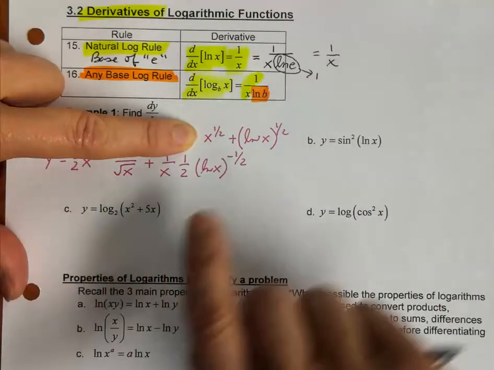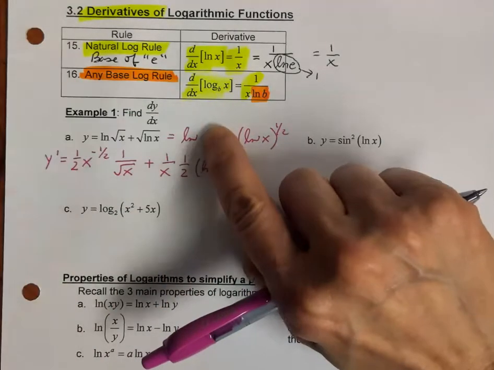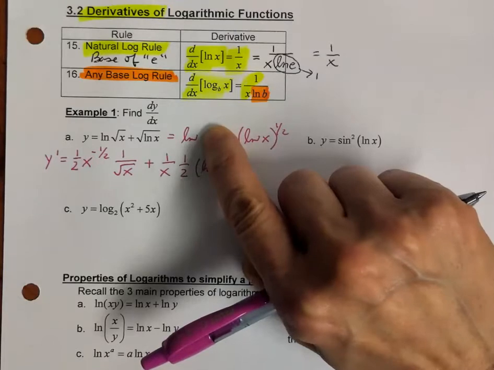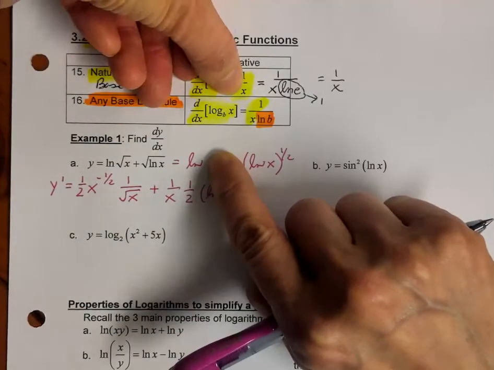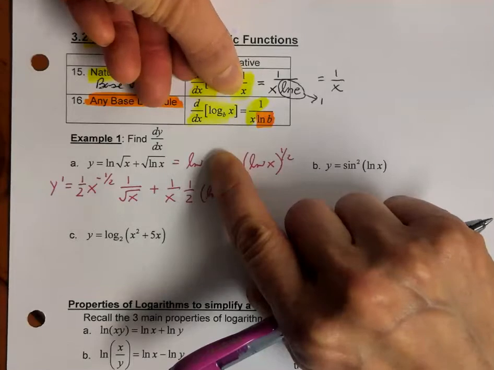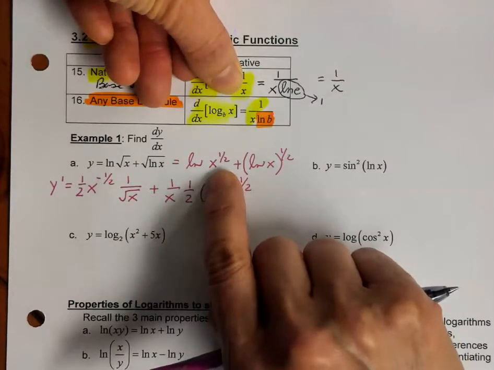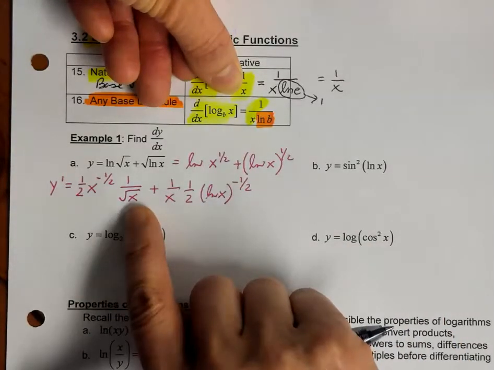And then I'm going to cover up the inner, which is here, and then I'm looking at the natural log of something. So what's the derivative of natural log of something? It is 1 over that something. What is that something? It's the square root of x. So why are you looking for the square root of something?